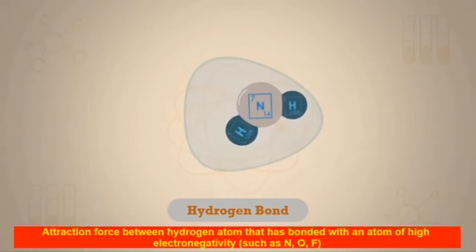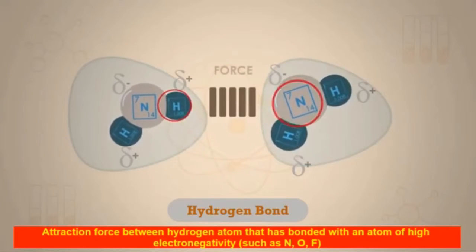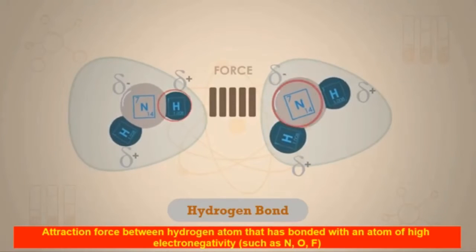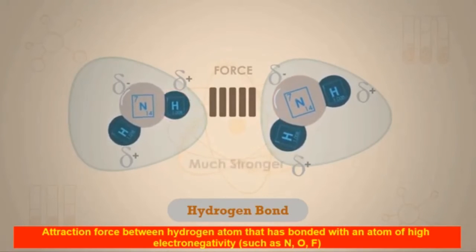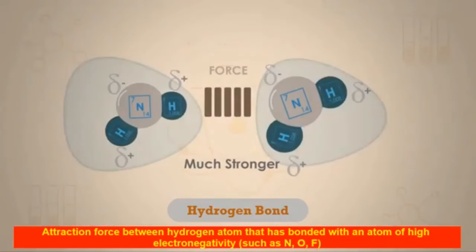Thus, the attraction between the electron deficient H delta positive of one molecule and the lone pair of electrons on a fluorine, oxygen, or nitrogen atom of another molecule is much stronger than the permanent dipole-dipole attraction mentioned before between the two hydrogen chloride molecules. This particular type of dipole-dipole attraction between the electron deficient H delta positive of one molecule and the lone pair of electrons on a fluorine, oxygen, or nitrogen atom of another molecule is given the special name of hydrogen bond.